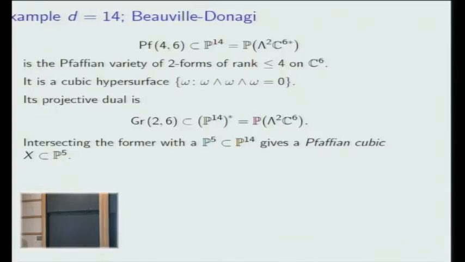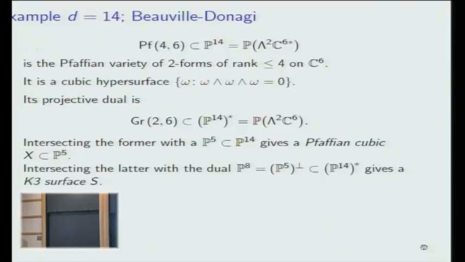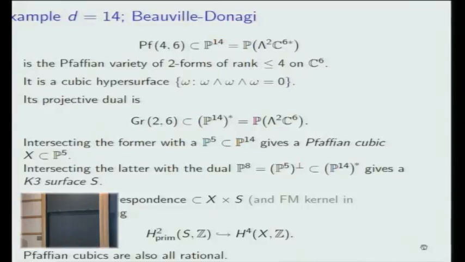And what we do to get a cubic fourfold is we intersect this Pfaffian divisor with a P5. So that gives me a special cubic fourfold. This is a special construction. It doesn't give you all cubic fourfolds. It gives you a divisor of cubic fourfolds. And on the other side, of course, you should take the orthogonal to the P5, which is a P8. And you intersect with the Grassmannian, and that gives you a K3 surface. So again, these are special cubic fourfolds, and they have a K3 surface associated to them.